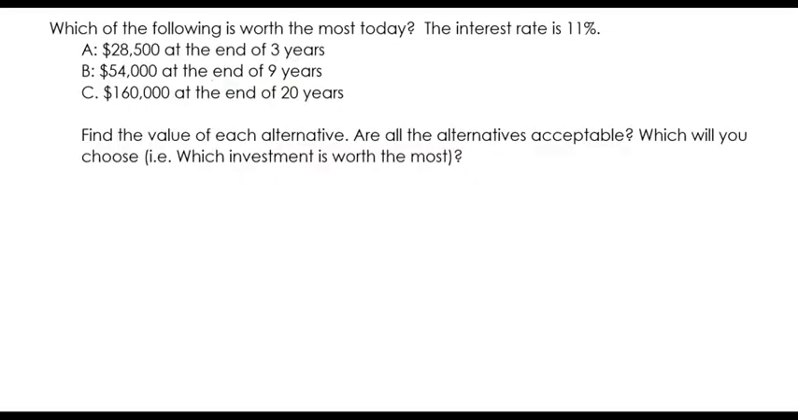Okay, here's the next problem, number 5. Which of the following is worth the most today? So by this question, we know that we're wanting to find the present value of each of these scenarios. The interest rate is 11%, so the discount rate is 11%. Okay, so option A, if we were going to receive $28,500 at the end of 3 years, and we want to know how much that would be worth today.